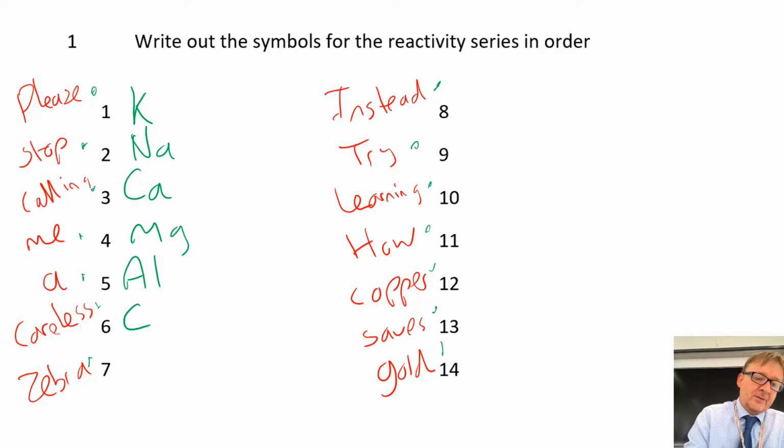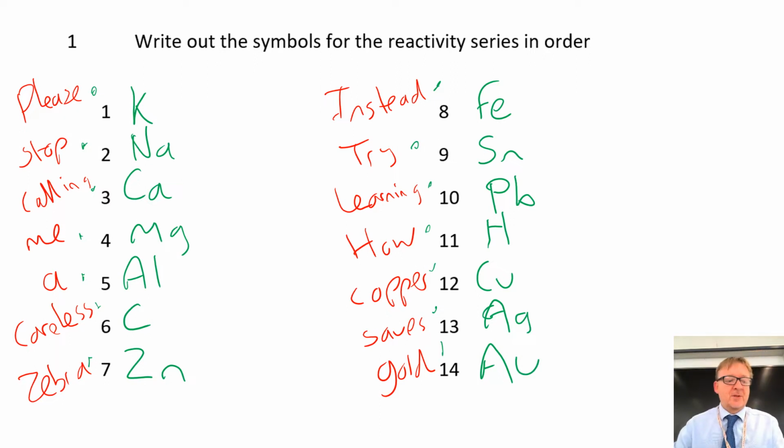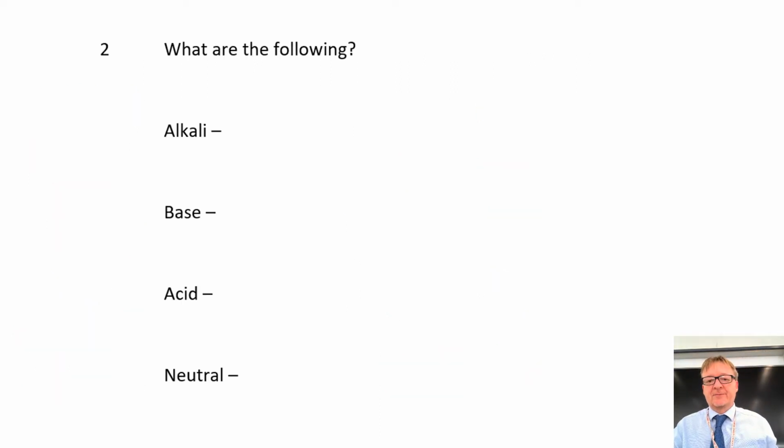Careless, carbon. Zn, zebra. Instead is iron. Try is Sn, tin. Learning is lead, Pb. H is hydrogen. Copper is obviously copper. Silver is Ag, and gold is Au. Okay, so we just need to go through those and we need to learn them.